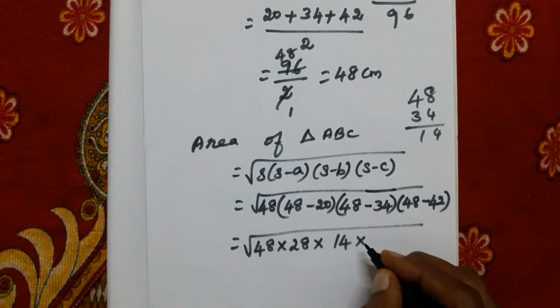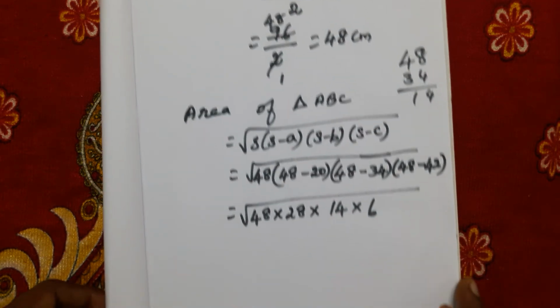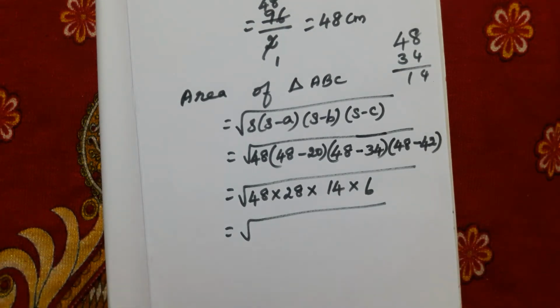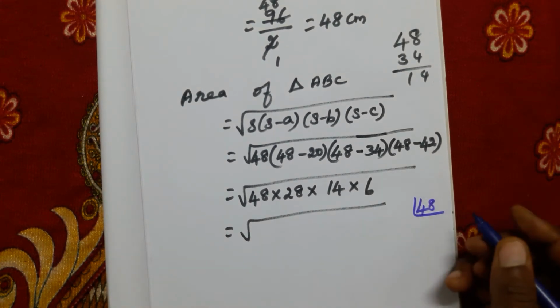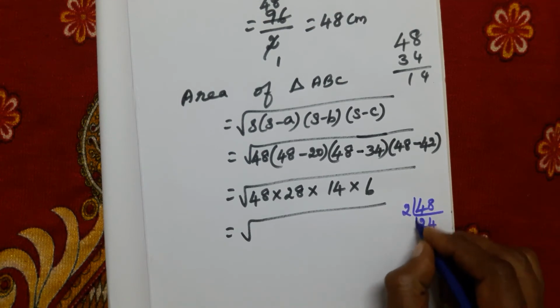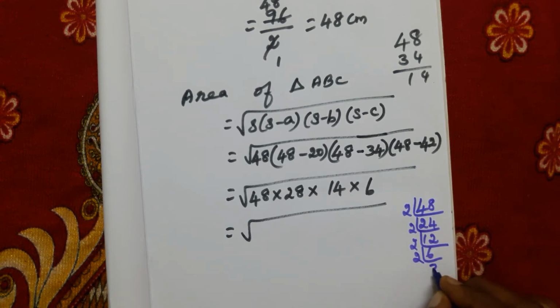14 into 48 minus 42. 6. Okay, is it correct? Next, when we are factorizing 48, what will we get? Factorizing: 2 times 24, again 2 times 12, again 2 times 6, 2 times 3.